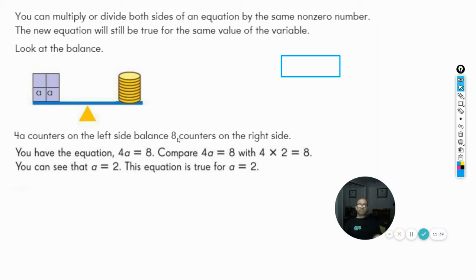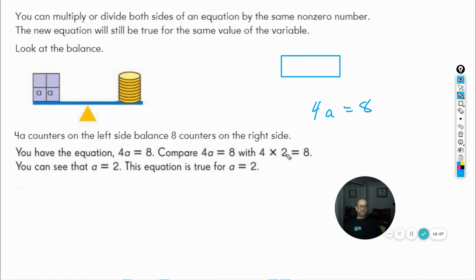You can also multiply or divide both sides by the same non-zero number. Okay? So, let's see. In this picture, we have 4a counters equaling 8. 4a equals 8. If I have 4a equals 8, I know that 4 times this is 8, or 4 times 2 equals 8. So a equals 2. This tells us that a equals 2.